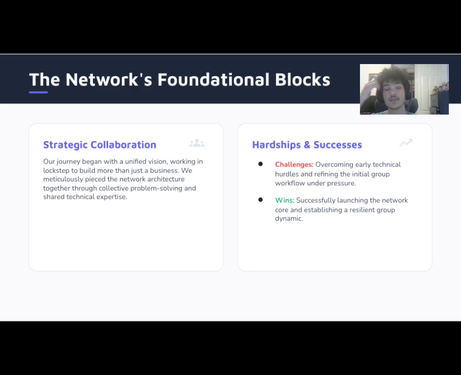We didn't start doing this until about week 5 or 6, so it took us a little bit to get the ball rolling. But once we got the ball rolling, it kept going. Some things that we were successful in were launching the network core and establishing a resilient group dynamic. Towards the end, we figured out everyone's schedules and started to work around them. We were able to join meetings more together, we were texting a lot more, and we were much more in line with each other. Everyone was on the same page, which was really good.